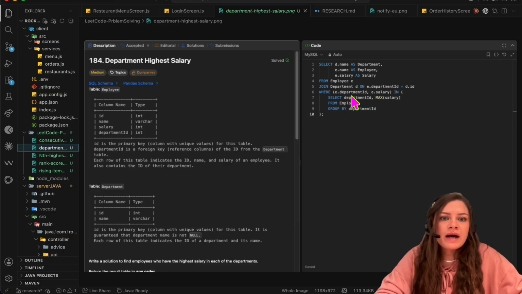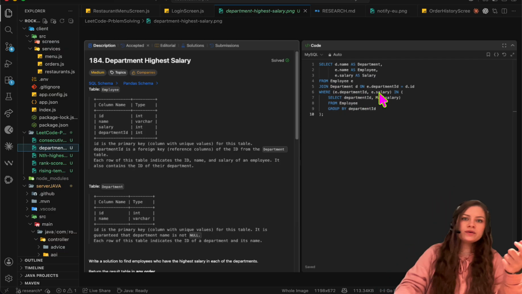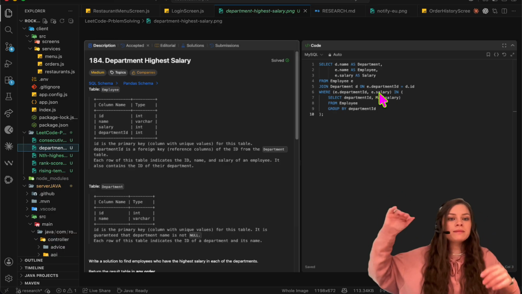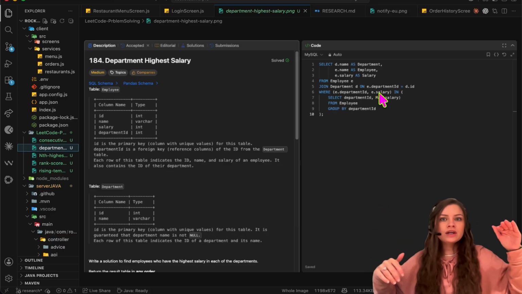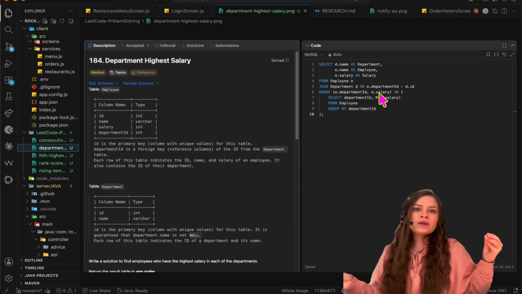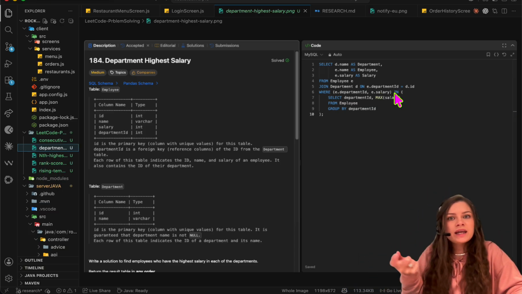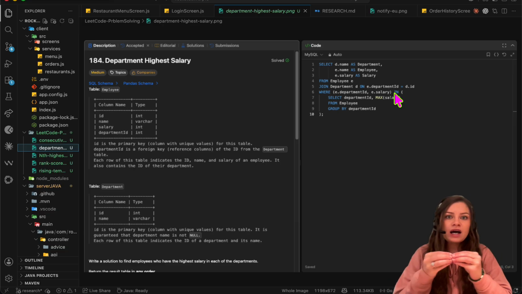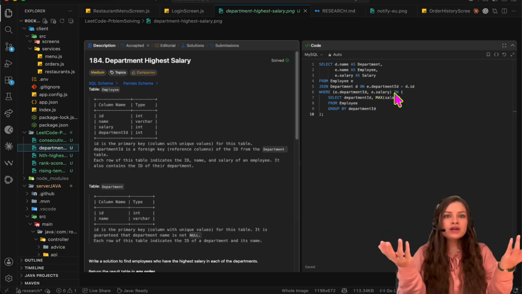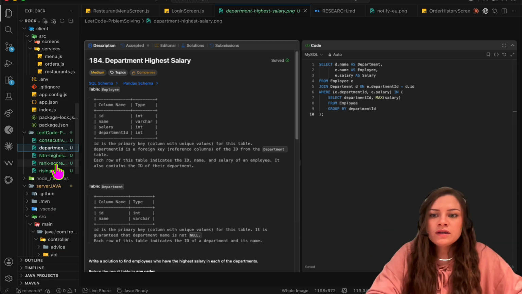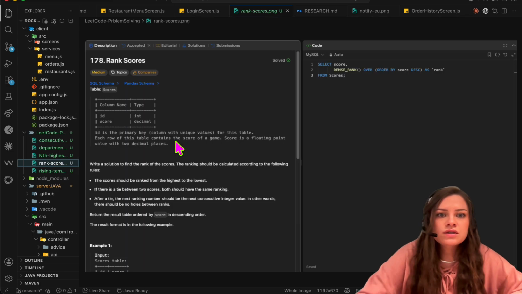The reason we match on the pair, department and salary, instead of just salary is that a high salary in one department might not be the top in another. The department has to match too. And using IN instead of a join here naturally handles ties. So if two people tie for the top in a department, both pairs match, so both show up. And then our third problem is Rank Scores.